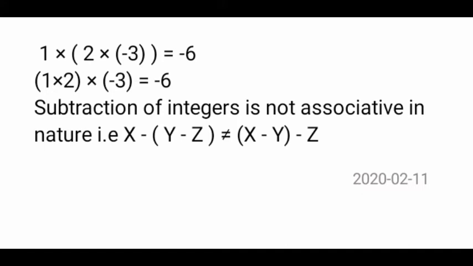If we take an example in the case of multiplication, first we write 1 into, and we group 2 and minus 3. The answer is minus 6. And next we group 1 and 2, and the answer is minus 6. Therefore, the right hand side is equal to the left hand side. Therefore, for addition and multiplication, the associative properties are valid.